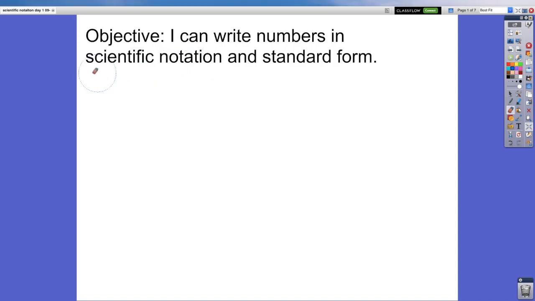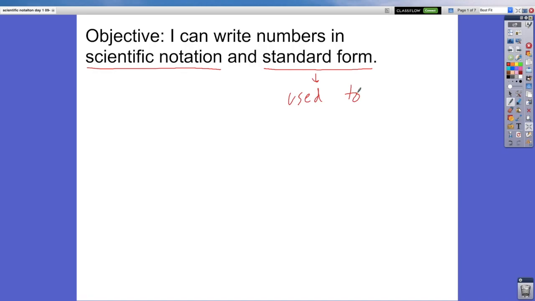So write down the objective for me real quick. I can write numbers in scientific notation and standard form. Standard form is just what we're used to. Okay, those are just our regular numbers. 10, 12, 20, 37, 0.5, whatever. So those are just our regular numbers, 100 million.